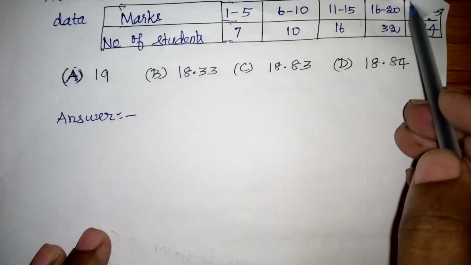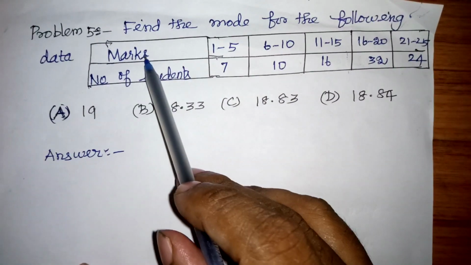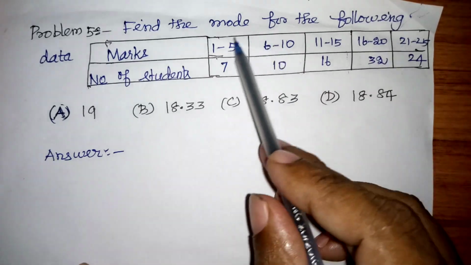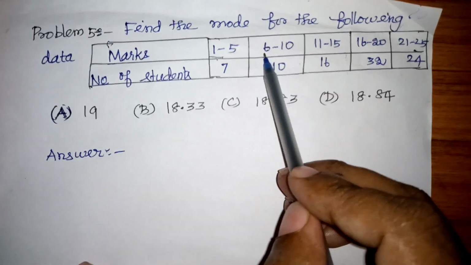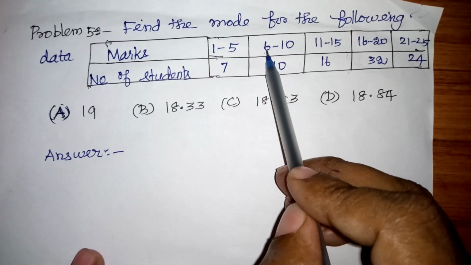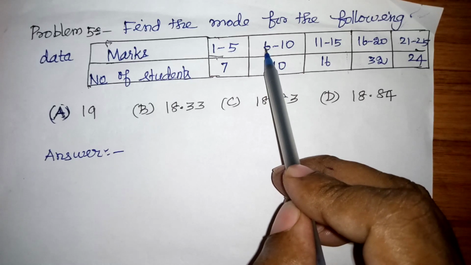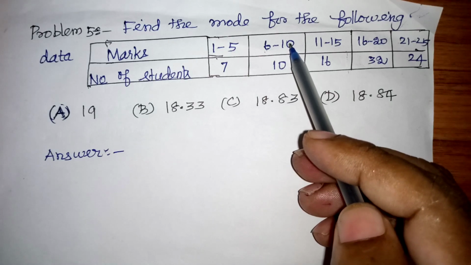Now the problem: find the mode of the following data, marks and number of students given as 1 to 5, 6 to 10, like this, which is not continuous. Continuous means that after 1 to 5, 5 should start the next interval. Here 5 does not start the next interval, therefore it is not continuous. So we have to make it a continuous interval.